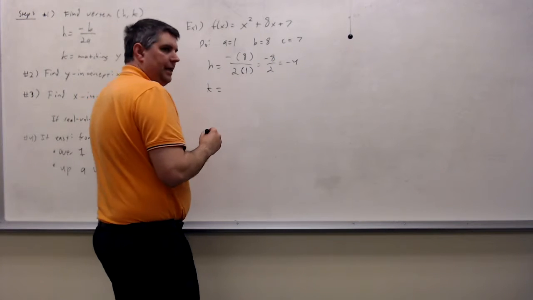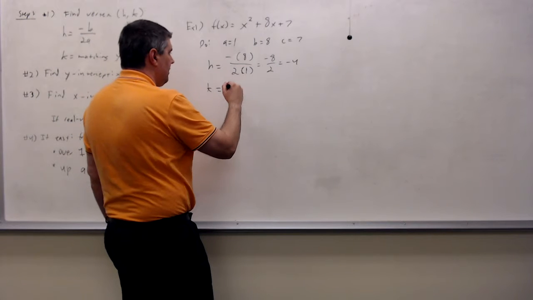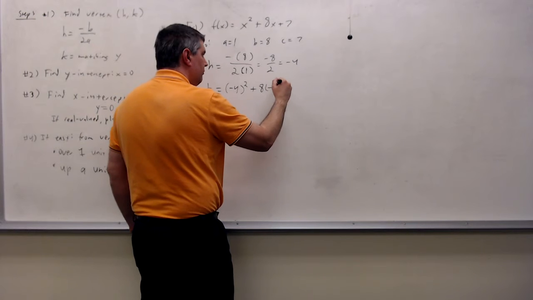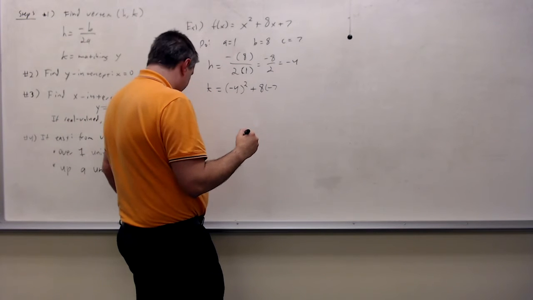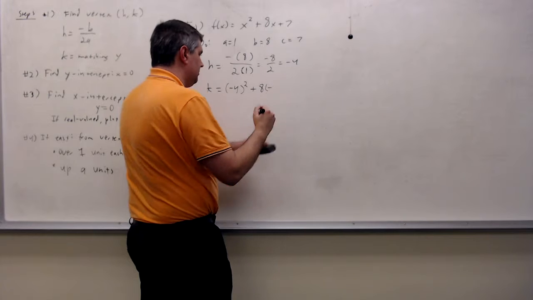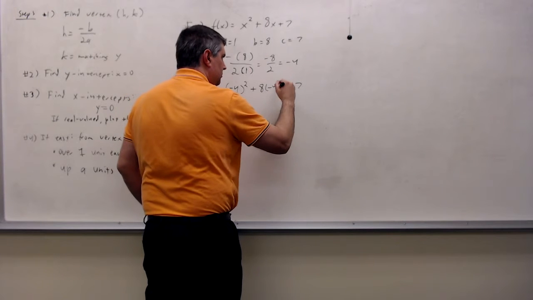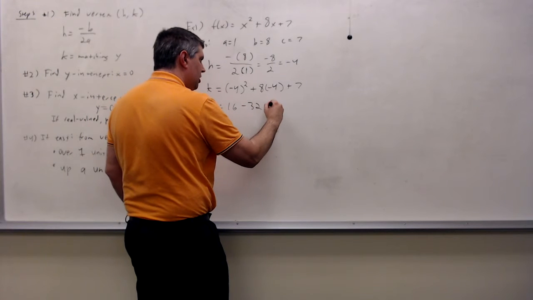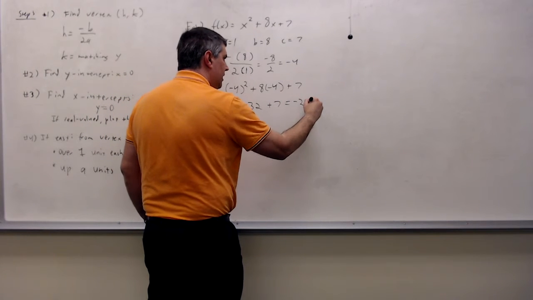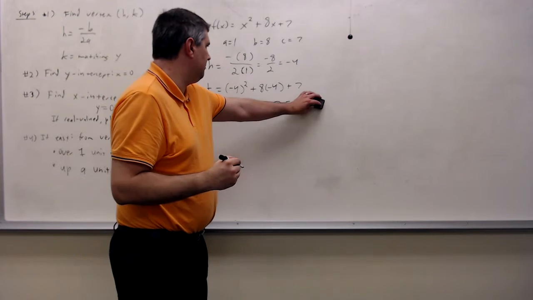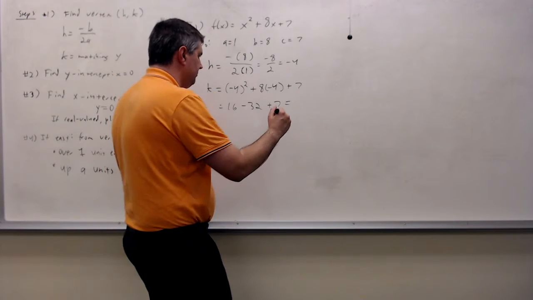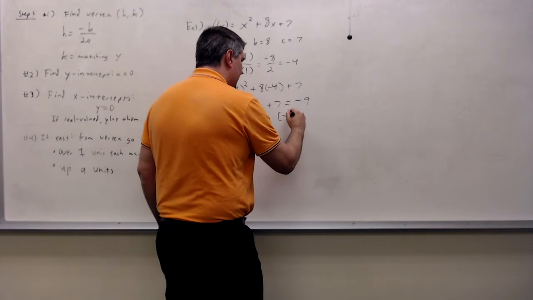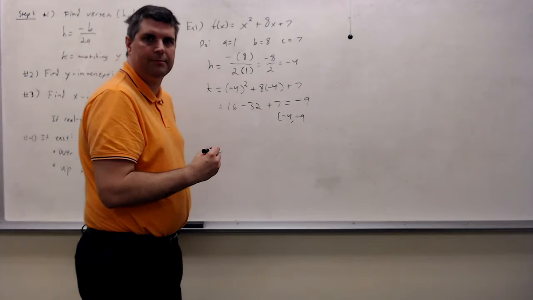K is going to be negative 4 squared plus 8 times negative 4 plus 7. So that's going to be 16 minus 32 plus 7, that is negative 29. Sorry, negative 9. So the vertex is negative 4, negative 9.